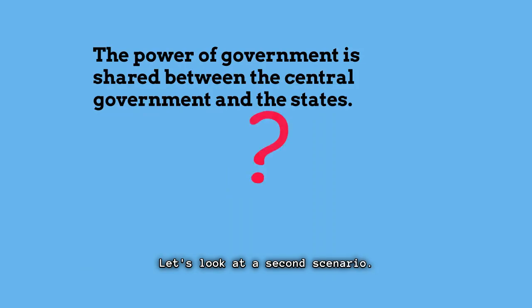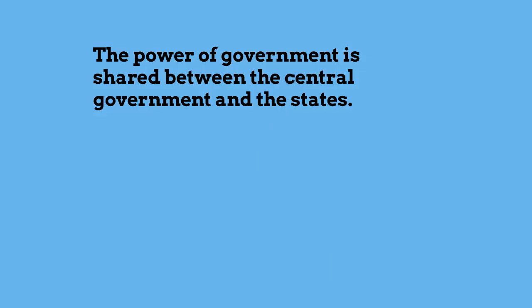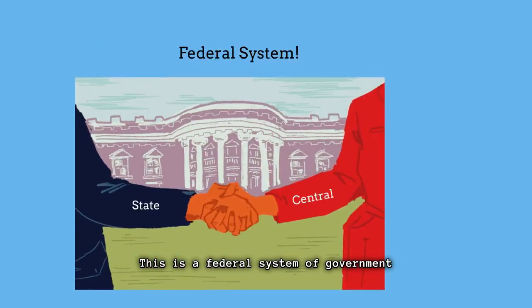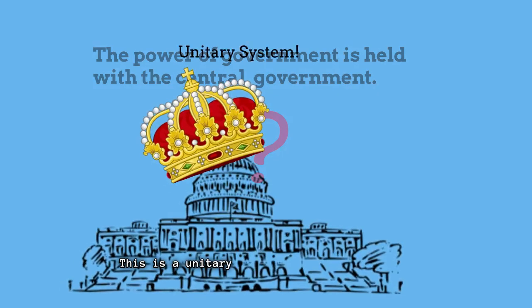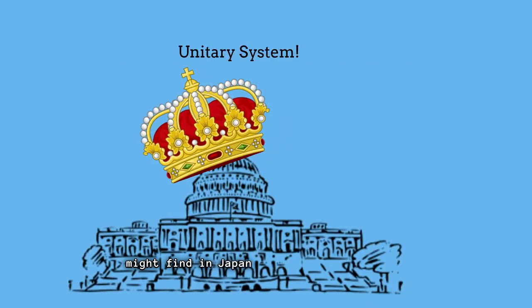Let's look at a second scenario. The power of government is shared between the central government and the states. Which system of government is this? This is a federal system of government, like we have under our U.S. Constitution. Our final scenario. The central government holds all the power. What kind of government is this? This is a unitary form of government, like we might find in Japan or in communist China.